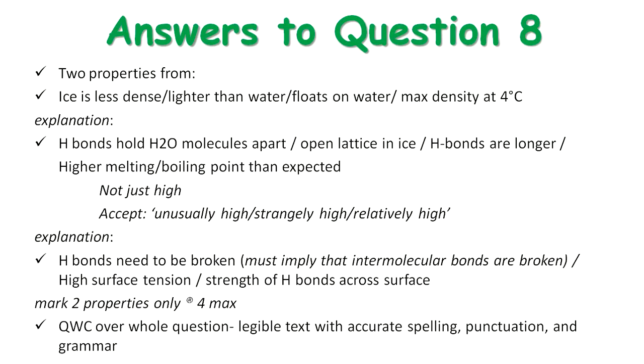2 properties. Ice is less dense than or lighter than water, or floats on water, or maximum density at 4 degrees Celsius. Because hydrogen bonds hold water molecules apart, it has an open lattice in ice. Hydrogen bonds are longer. Higher melting or boiling point than expected, and the reason being, hydrogen bonds need to be broken. High surface tension, or strength of hydrogen bonds across surface.